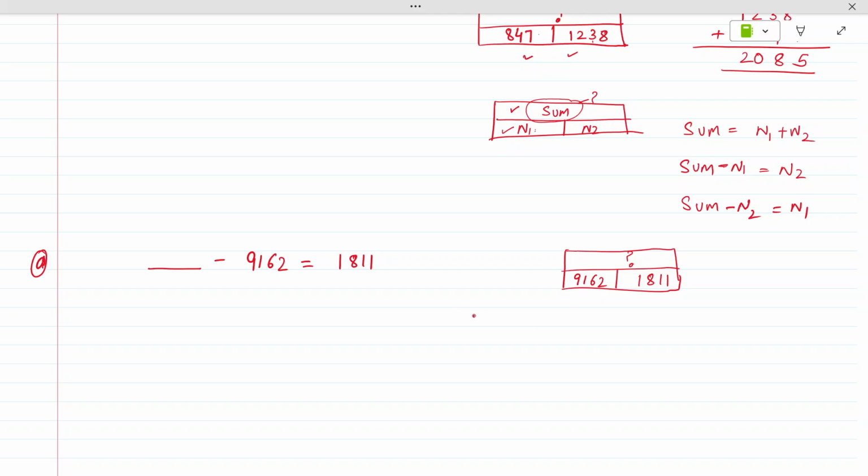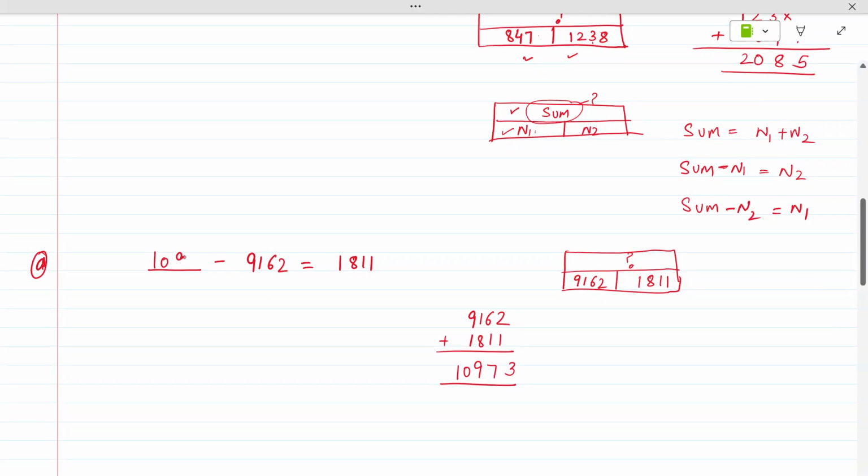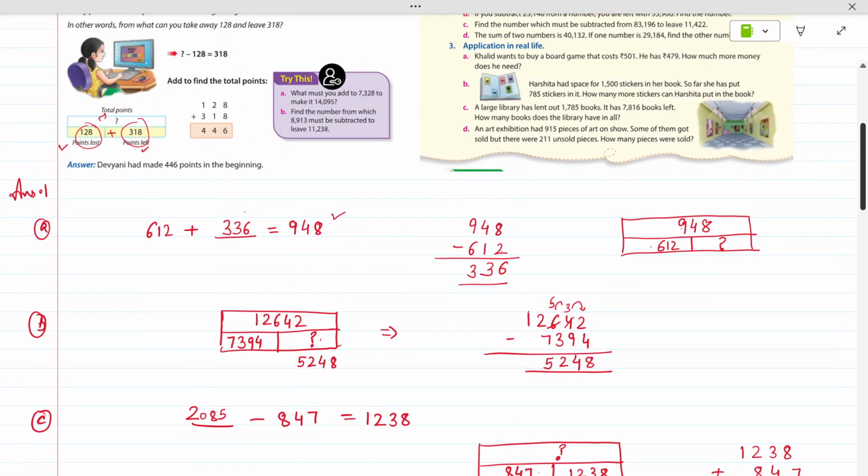If we add 9162 and 1811, we will get the answer, because this is nothing but the sum of these two. So 2 plus 1 is 3, 6 plus 1 is 7, 8 plus 1 is 9, 9 plus 1 is 10. So this is 10973. This is our answer. Okay, so we have done 4 questions from the first part of this exercise.